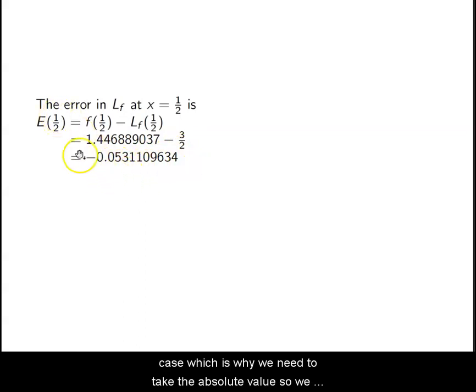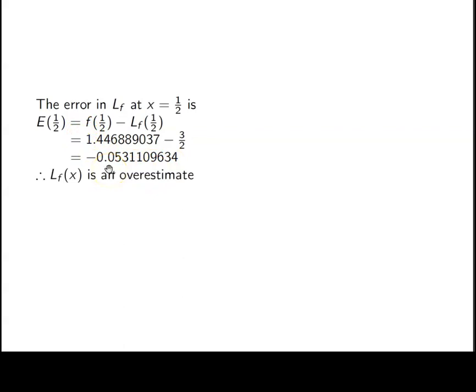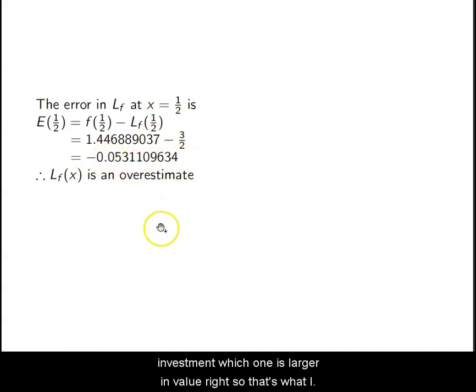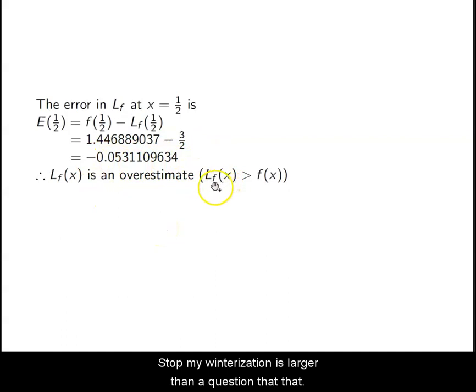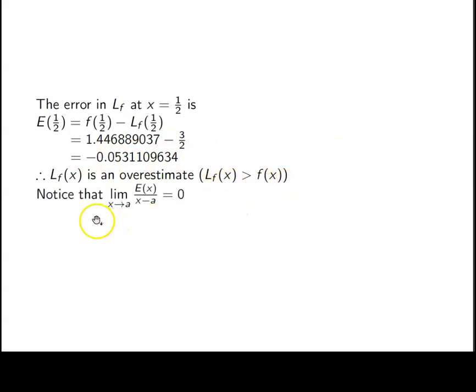Which is why we generally take the absolute value. We just talk about how far away it is, and we don't really focus on whether it's over or under, which should generally be apparent from looking at our functions. So here, the linearization has an overestimate, and again, we could tell even without the error being negative, just because my linearization value is larger than my function value. That's really the easiest way to tell if it's an overestimate or underestimate: which one is larger in value. So my linearization is larger than my function at that point.